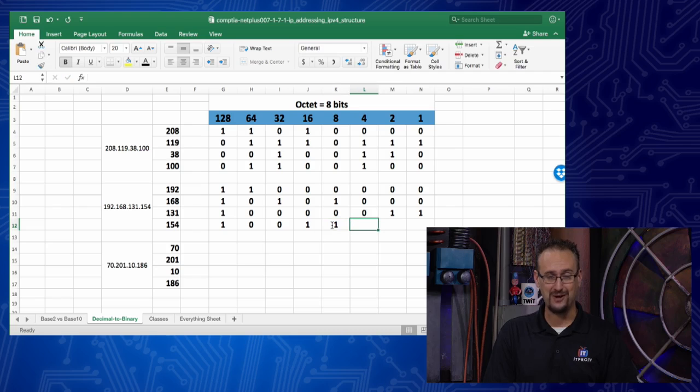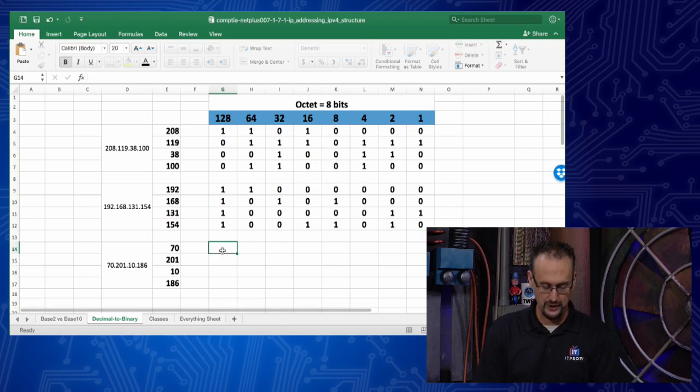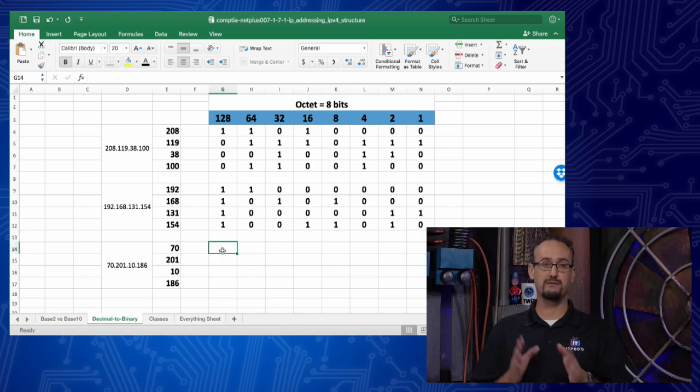That becomes a binary 1. That leaves me with a remainder of 2. Notice that I cannot use the 4, but I can use the 2, right? I could subtract 2 from 2. That becomes a binary 1, and we have a remainder of 0 in that place value, so everything else behind it is 0. All right, so we've got 2 of these IP addresses up to this point.